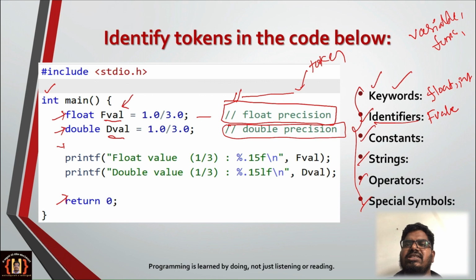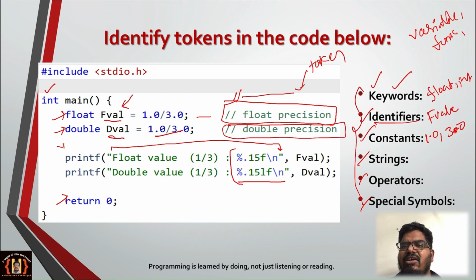What are the constants? You can see 1.0 is a constant and 3.0 is also a constant. What are the strings? As I mentioned, they must be enclosed in double quotes, and you can see this is enclosed in double quotes. The special meaning here is that the decimal point indicates you print up to 15 digits after the decimal point. The f indicates that f value is a floating type variable. So this is a string type token.